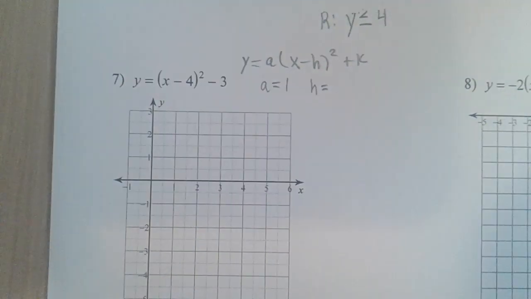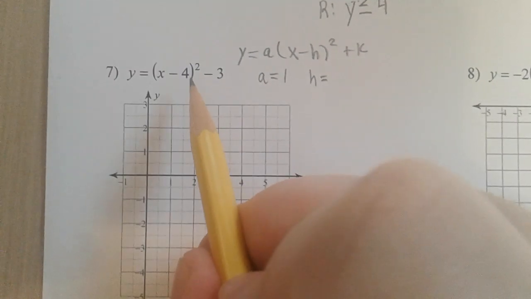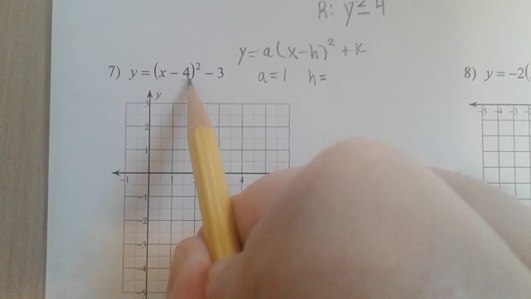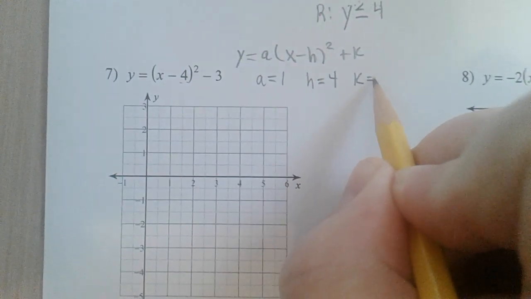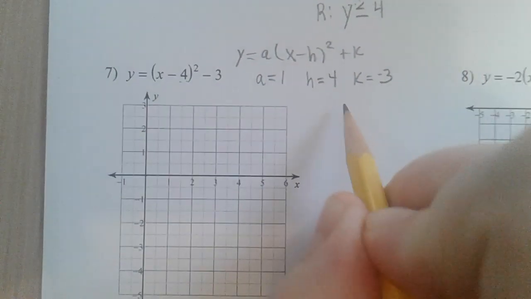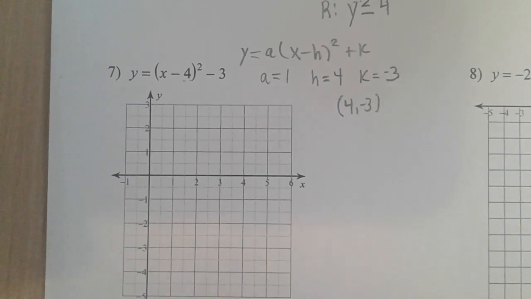With the h and the k, the trick is we always switch the sign of the h, keep the sign of the k. So I see minus 4 inside the parentheses, so we want to switch the sign of that h, positive 4, keep the sign of the k, which is negative 3. So our vertex is (4, negative 3).